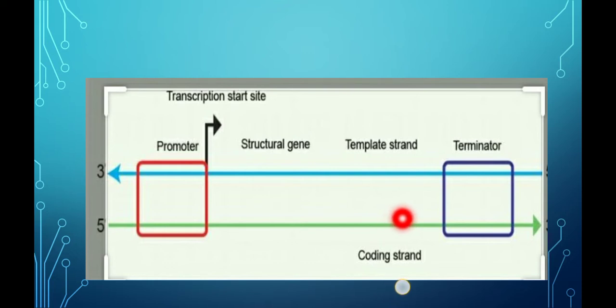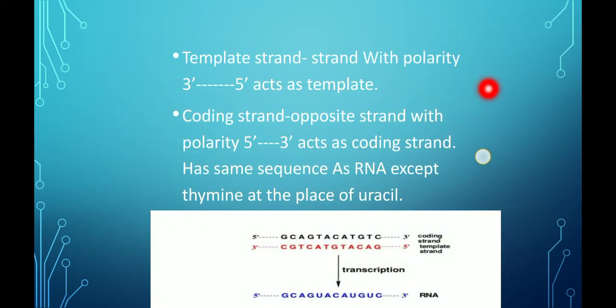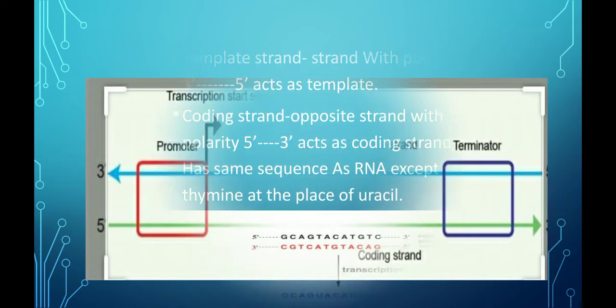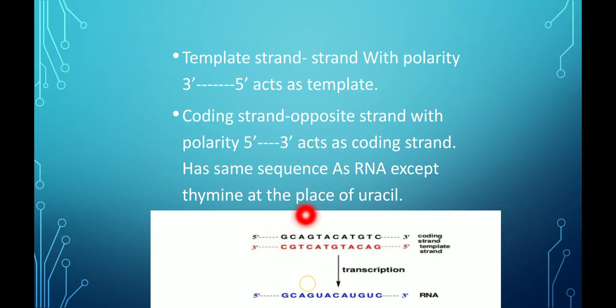The coding strand is also called the sense strand, and the template strand is also called the anti-sense strand. What is the template strand? The strand with polarity 3' to 5' acts as the template strand, and only this strand is transcribed into the RNA molecule. The information of the template strand is copied into the RNA molecule, while the opposite strand is called the coding strand. That is, the strand with 5' to 3' polarity acts as the coding strand. It is called the coding strand because it has the same sequence as the RNA, except for thymine in place of uracil.